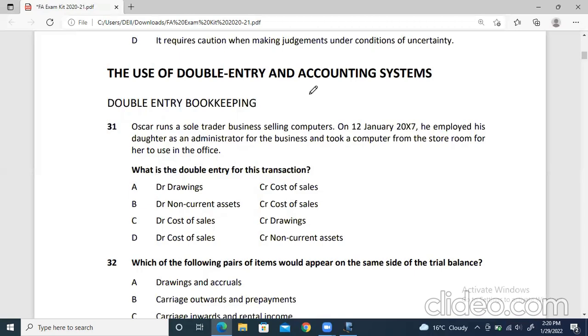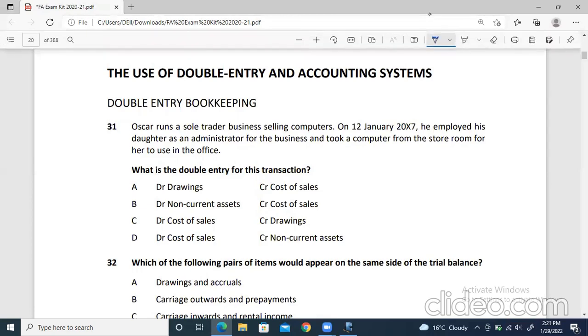Okay, so most of the questions will be asked like this, as you can see on the screen. There will be options A, B, C, D. You have to select the correct one. All right, let's start the first one. So in this question, again, there's a general rule to every question. You first have to read the bold requirement, which is this first one. What is the double entry for this transaction? So it's asking for this whole transaction, what is the double entry?